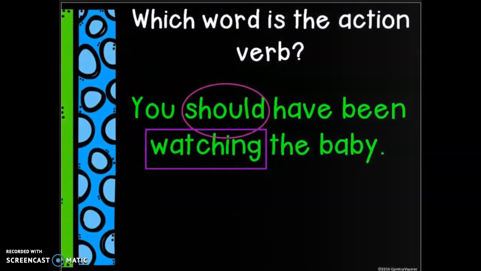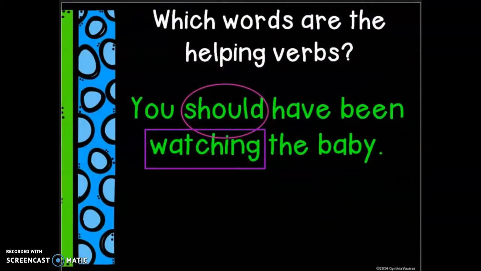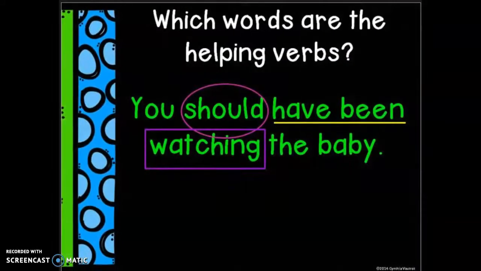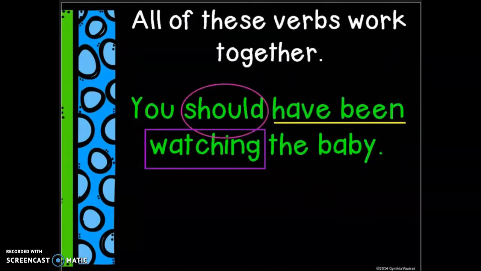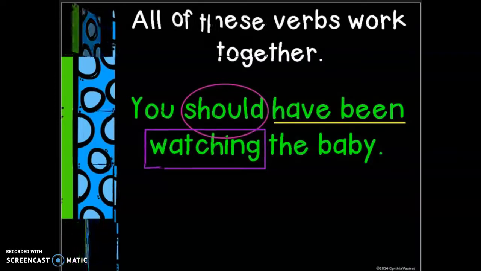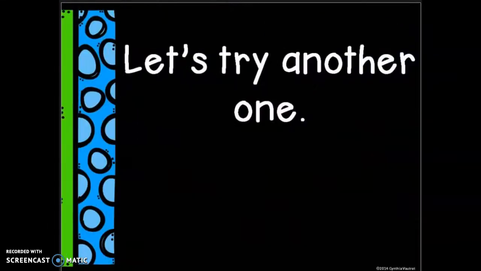Well, you're watching, right? And then we have some helping verbs in here. You're going to be looking for the helping verbs, and your helping verbs here are have been. All of these verbs work together to create your sentence. Again, the word should indicates that obligation or responsibility to watch the baby. I'm going to try something else.